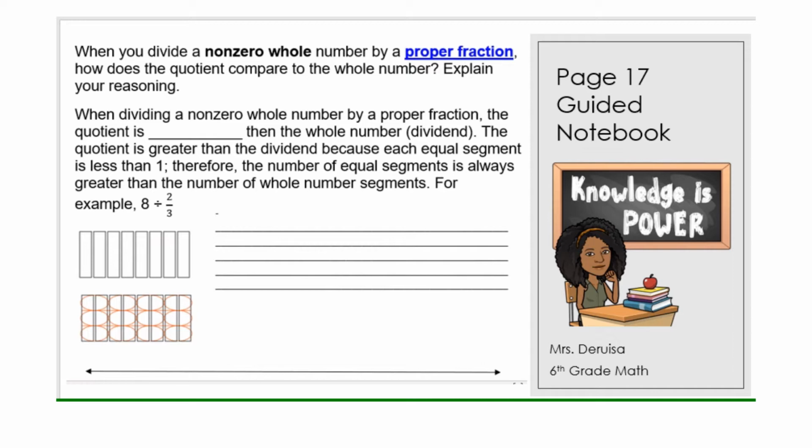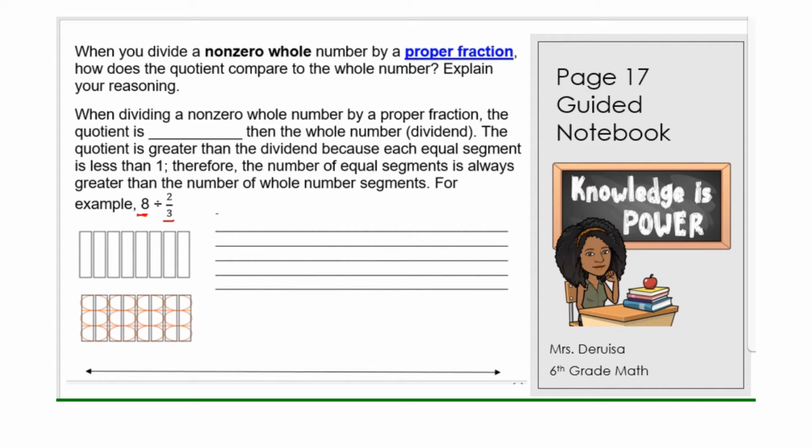So I started with a non-zero whole number, and that non-zero whole number that I decided to use is 8. So I made my own expression. I have an 8, and then the proper fraction is going to be 2/3. And remember, a proper fraction is when the numerator is less than the denominator. So I'm going to figure out what the quotient is and compare it. That way I can understand if it's less than or greater than. Write an example.